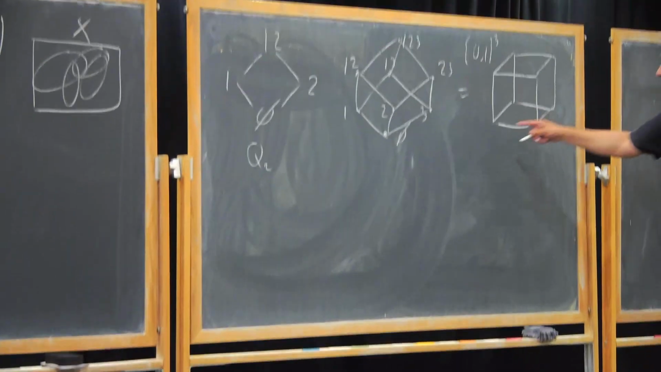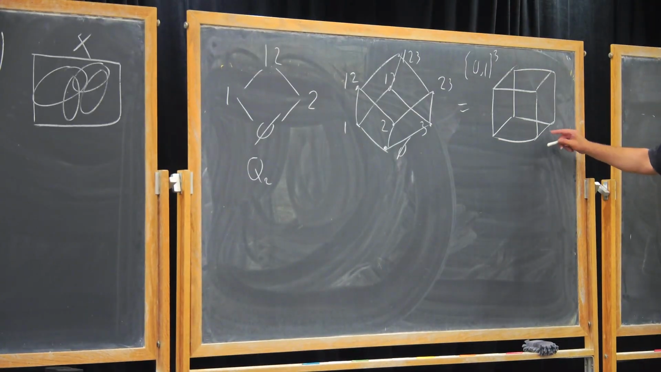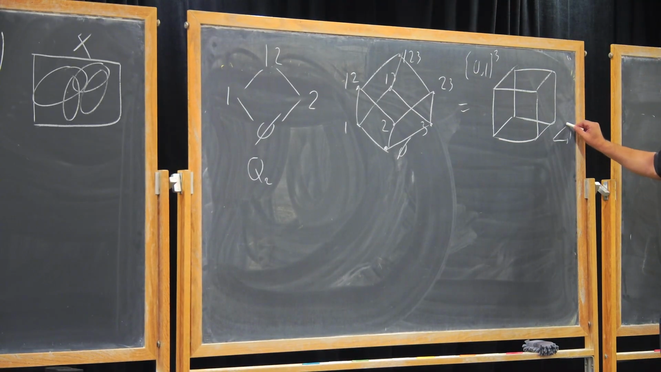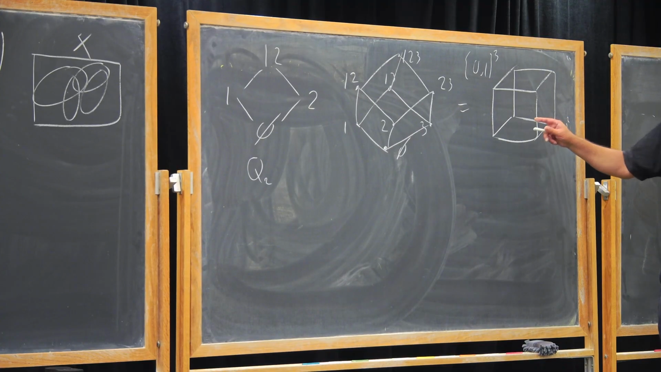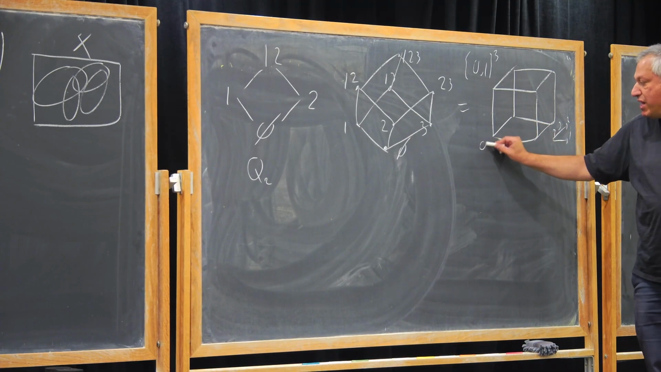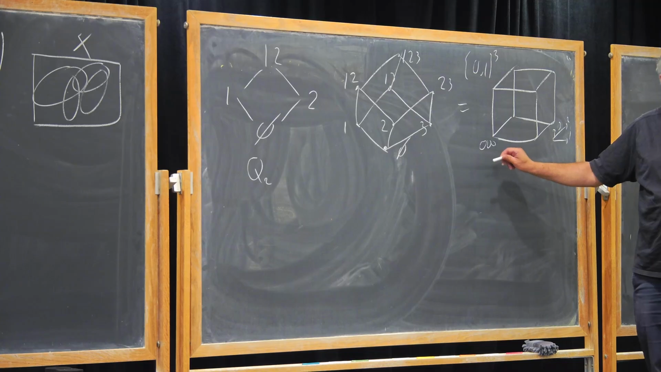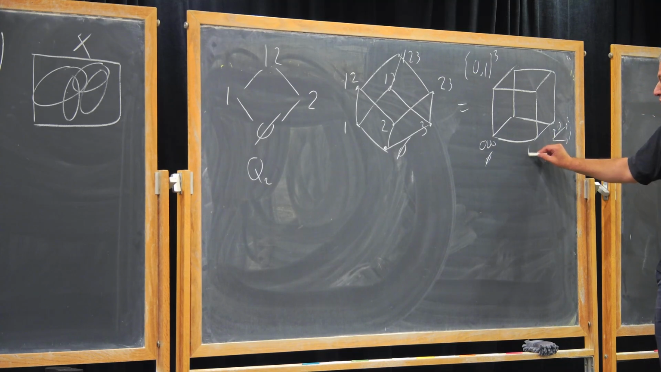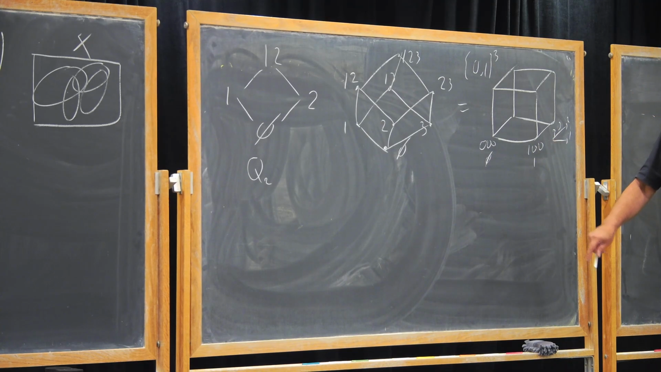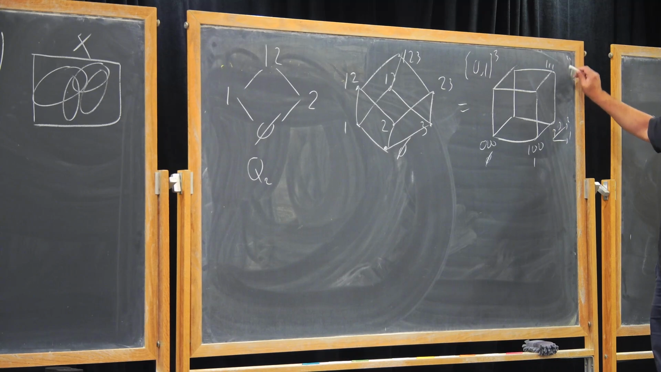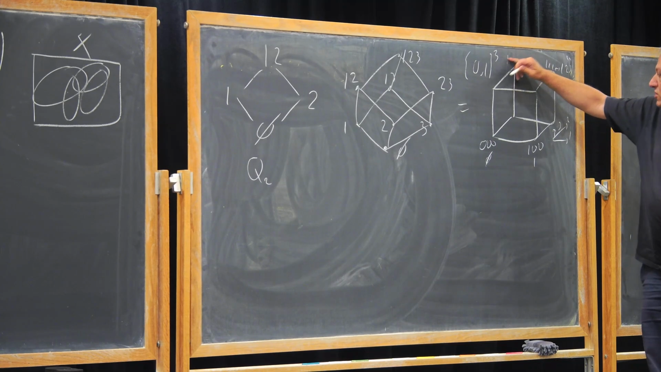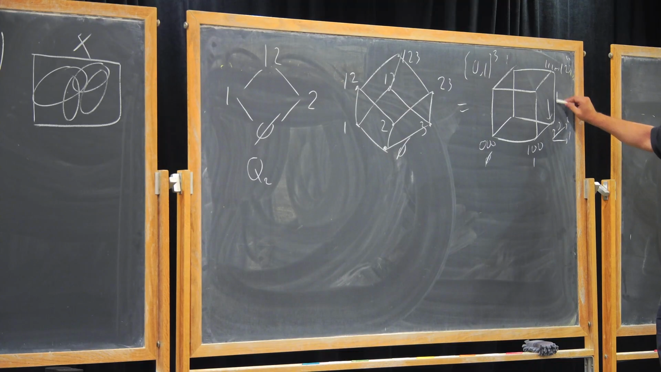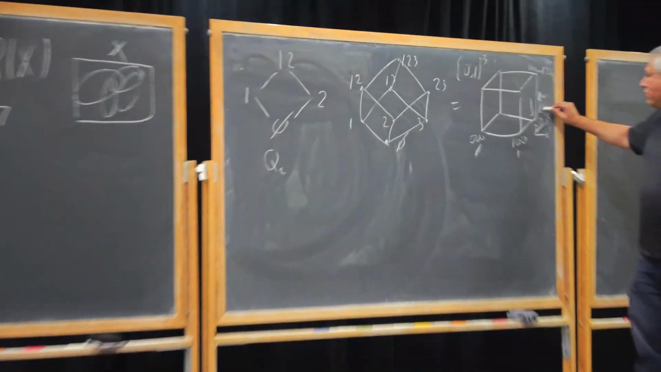So if I think of the directions as directions, say 1, 2, 3, I could think of the point 0, 0, 0. That's like the empty set. Then 1, 0, 0 is like singleton 1. 1, 1, 1 is like the point 1, 2, 3. The point here is 1, 1, 0, which corresponds to the set 1, 2.